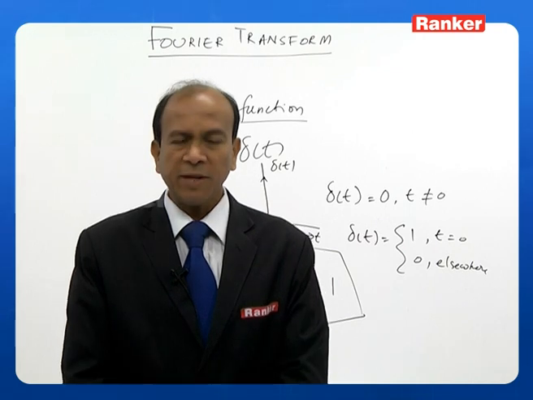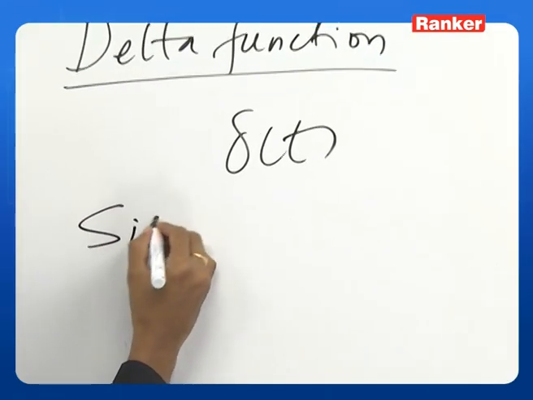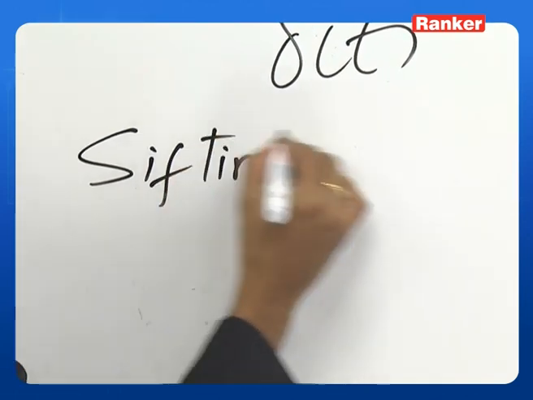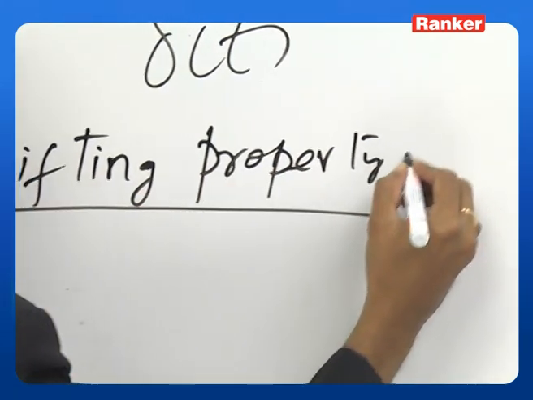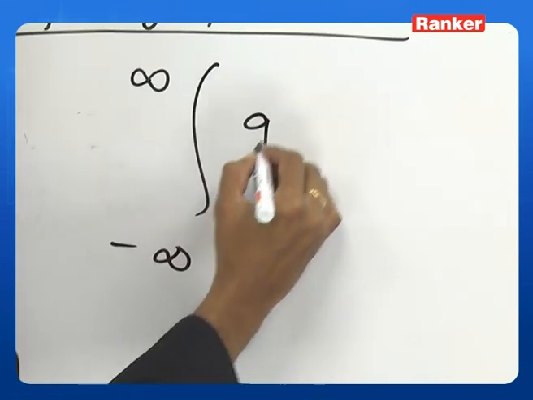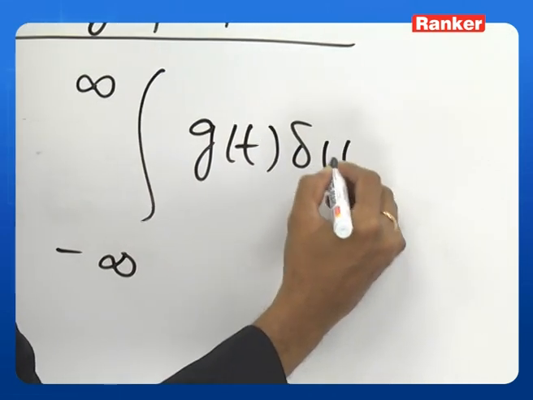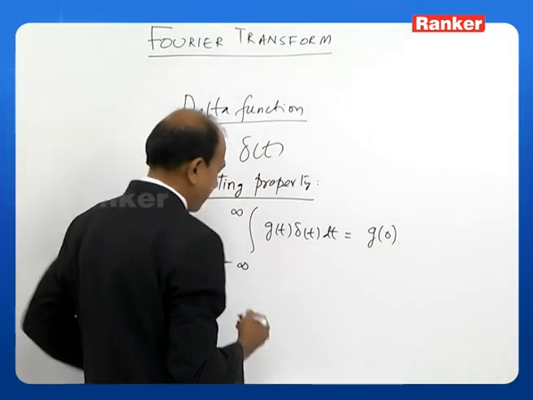Then let us see some properties of the delta function. The first property is called the shifting property. So what does it say? It says the integral from minus infinity to plus infinity of g of t, delta of t dt is equal to g of 0. So what does the shifting property say? It says when I integrate a function g of t and delta of t dt between minus infinity and plus infinity, this value is equal to g of 0.